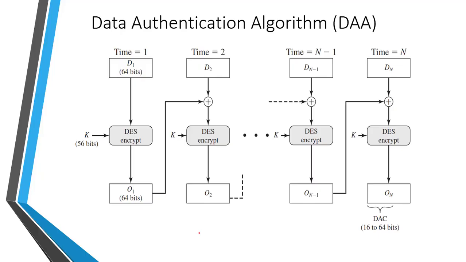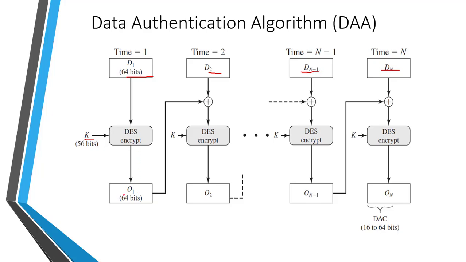In this algorithm, the data to be authenticated are grouped into contiguous blocks of 64 bits, that is D1, D2, up to Dn-1 and Dn. The size of all these blocks is 64 bits. After that, the DES encryption algorithm using the secret key of DES is applied and output is generated.